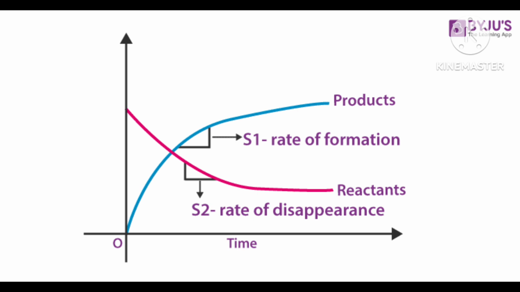In the first, 5 gram in 100 ml, so per liter how much? 1000 ml means 1 liter. 5 gram in 100 ml, then in 1 liter it is 50 gram. 50 gram per liter. In the second one, you added 10 gram in 100 ml, then that will be 100 gram per liter.